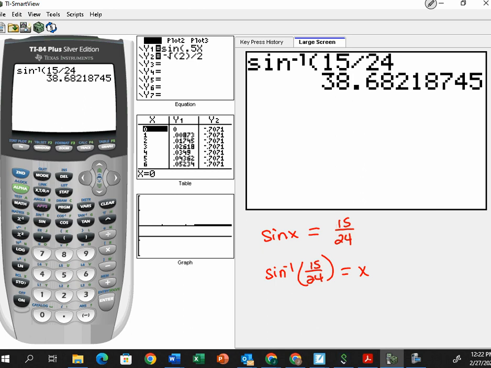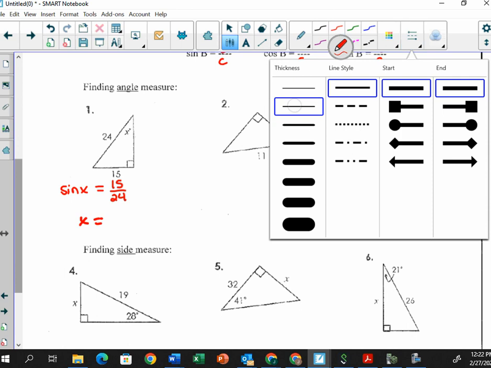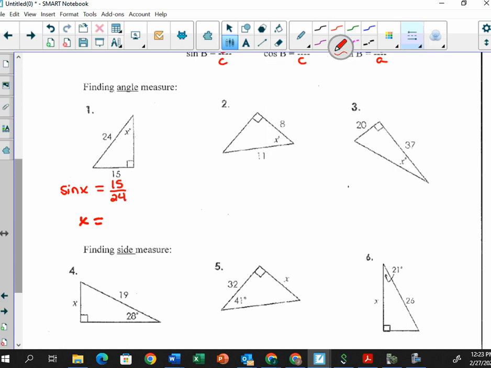All right, guys, if I say round to the nearest tenth, what would you tell me? 38.7. So that's what I'm going to go back here. And that one was degrees, so bigger little degrees symbol.